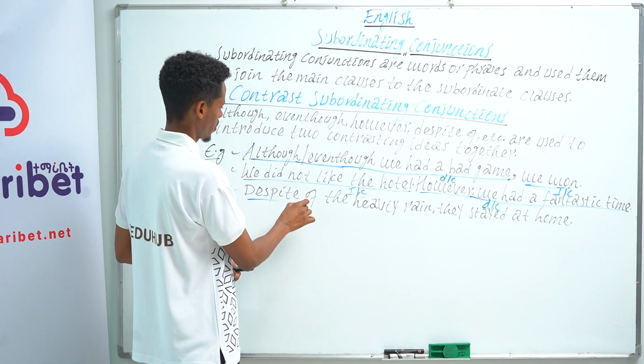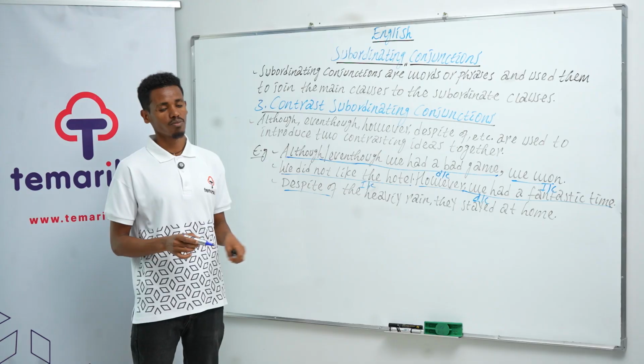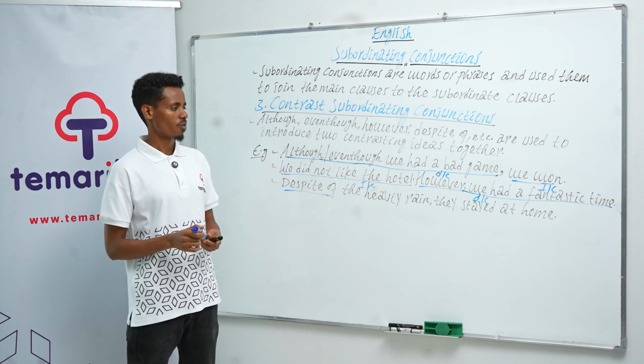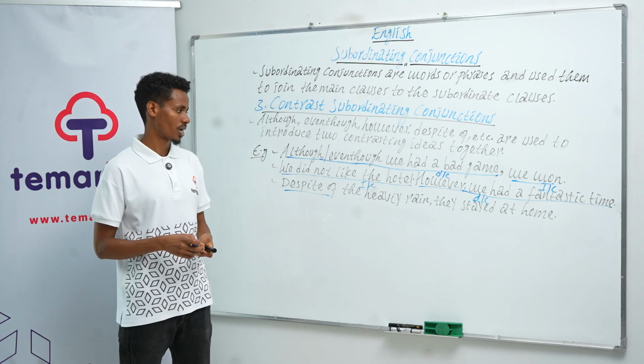The next one, despite the heavy rain, they stayed at home. Here, despite is one of the contrast subordinating conjunctions. We need to use it to connect two contrasting ideas.